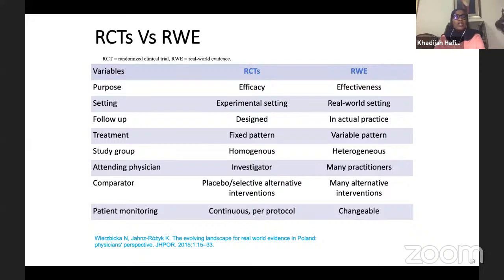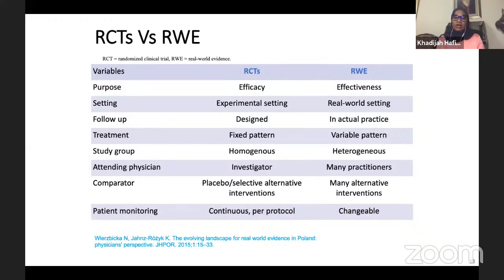So just to highlight what is the difference between a randomized controlled trial and real-world evidence, there are a number of variables that differentiate these studies. And the purpose of an RCT is obviously we're looking at efficacy, and here we're looking at the efficacy in a controlled environment, whereas in real-world evidence, we're able to see the effectiveness of the intervention in usual practice. So the setting for an RCT is usually experimental, whereas for real world, it is the usual care. And therefore, follow-up in a randomized controlled trial is usually designed and follows a protocol. The treatment pattern is usually fixed, whereas for a real-world evidence study, it may be quite variable.